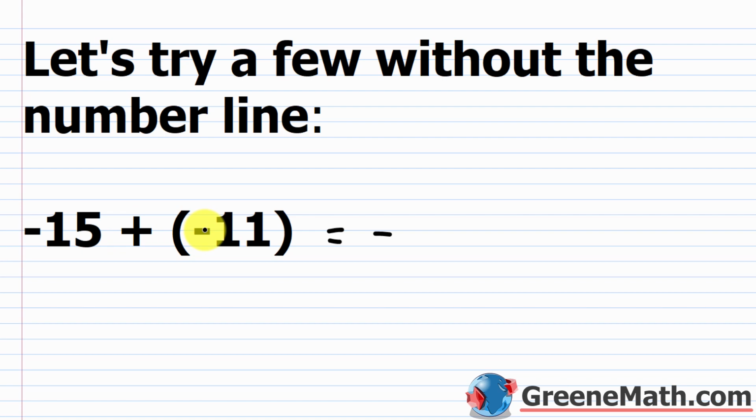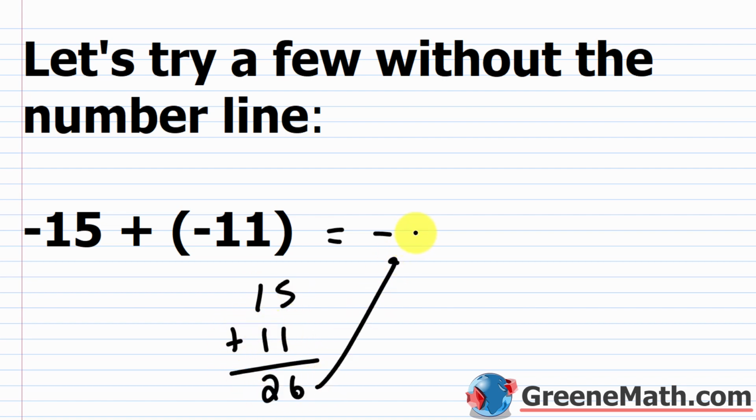What if I added 15 and 11? A lot of you can do that in your head. You know it's 26. But if you need to do a vertical addition, we can always stop and do that. 5 plus 1 is 6. 1 plus 1 is 2. So you just drag that up there and say this is -26. I owe $15 and then I go out and charge up another $11 on my credit card. How much do I owe in total? Well, I'm going to owe $26. So I can just say that's -26.